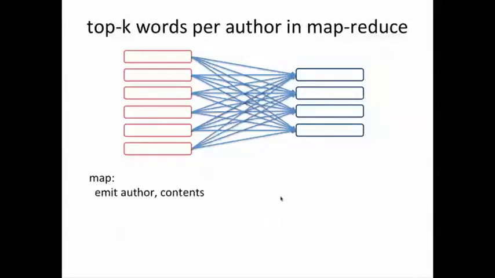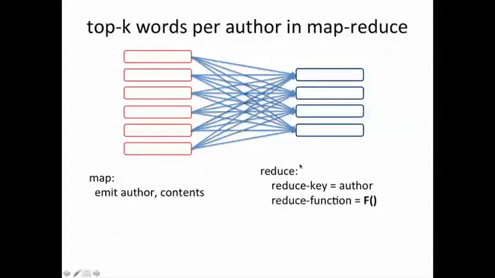Again, we have a map function, but this time, instead of emitting the author and the word, we emit the author and the content. So essentially, all the map phase is doing is extracting the author field and emitting it along with the contents. In the reduce phase, we group everything by author so that all the documents for a particular author end up being in the same reducer. And then the reduce function is a custom function which works as follows.